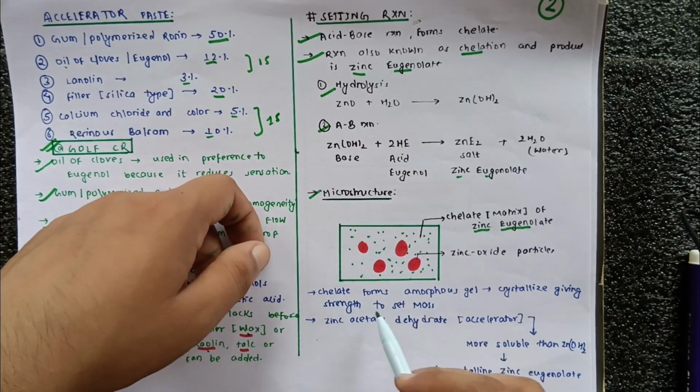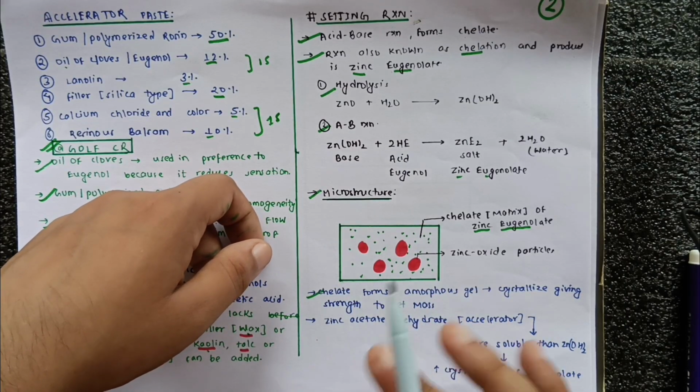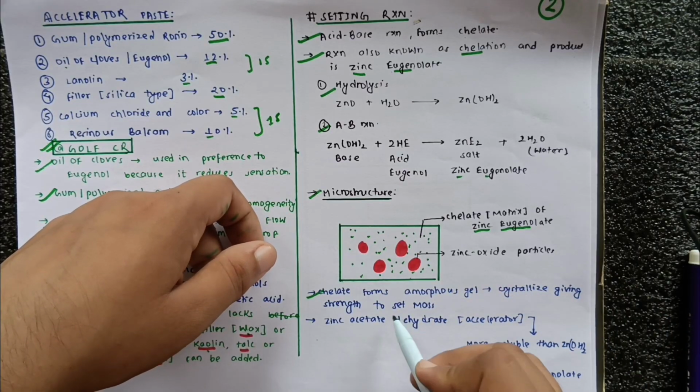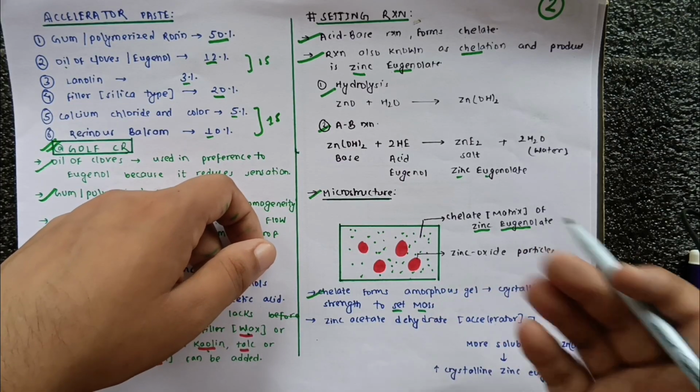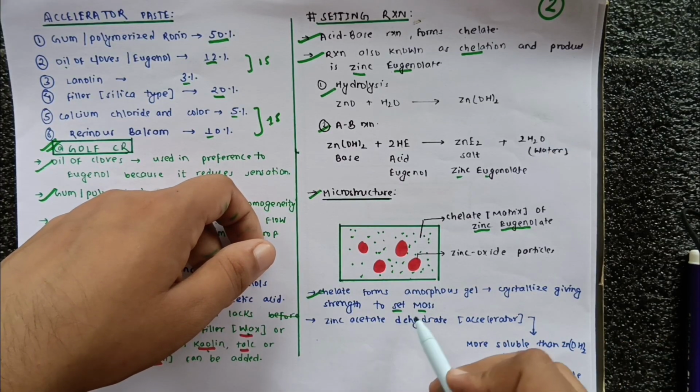After that, the chelate, which forms as an amorphous gel, crystallizes, giving strength to the set mass. Previously it was in the amorphous gel form, and with time it gains strength and forms the set mass. So it crystallizes, giving strength to the set mass.